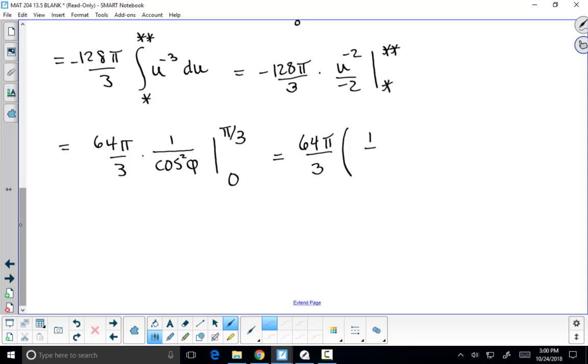That's how that works? No, it doesn't. It becomes 4. That's better, right? And then cosine of 0 is 1. So we have a subtraction of 1. So we end up with 64 pi.